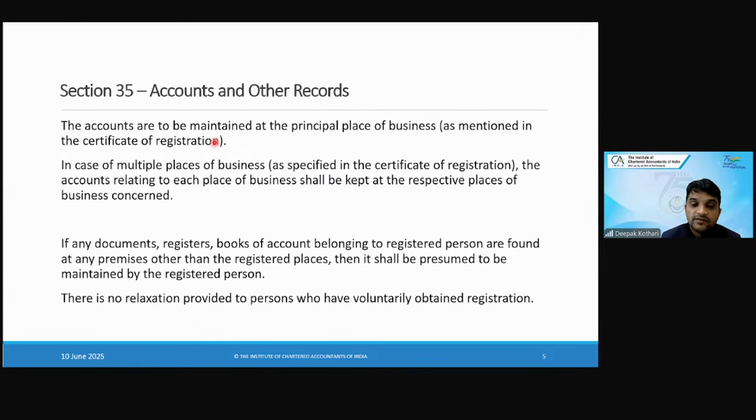Treated as an additional place of business. So in case of you having multiple places of business, the accounts relating to each place of business shall be kept at the respective place of business concerned. And if any documents are found elsewhere, that will also be treated as your business premises itself.